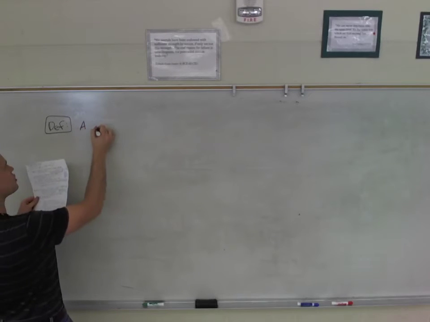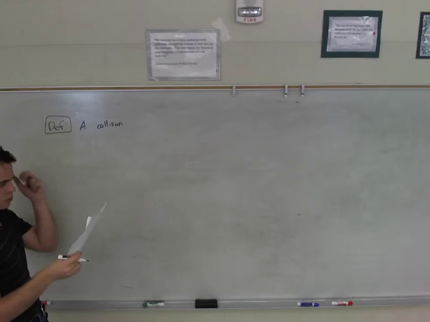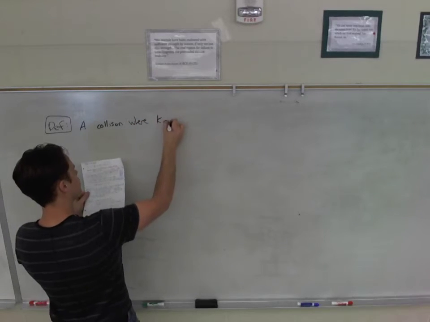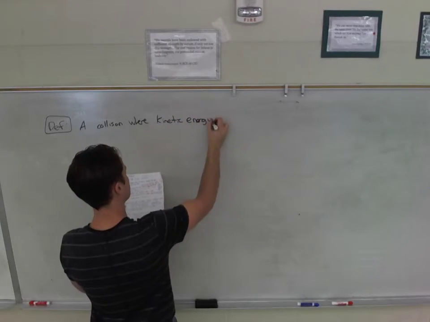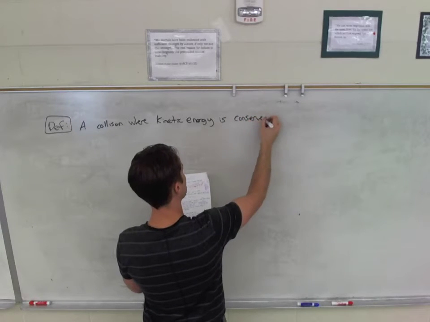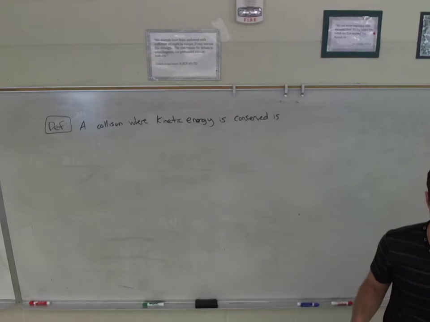So we need to talk about 2 types of collision. I don't know if we'll get to them both. You might have to watch one over the weekend. But a collision where kinetic energy is conserved, if kinetic energy doesn't change before and after in a collision, we call that elastic.